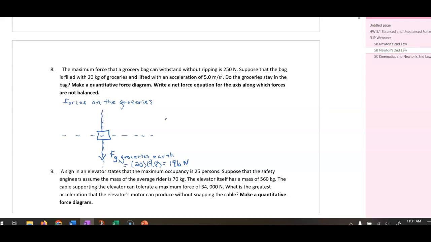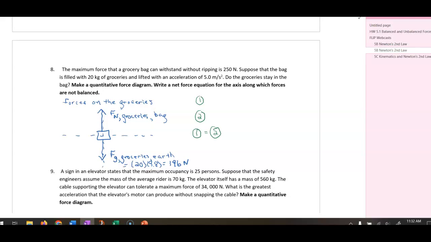The bag is exerting a force that supports the groceries, and in this case we'll be lifting them up. And that's a normal force. It's being exerted on the groceries by the bag. Okay, I don't know what that is yet. I know that the maximum it can be is 250 newtons. Okay, so I'm going to use the strategy we've talked about. I'm going to write two different equations to find the net force, and then I'm going to set those two equations equal to each other.